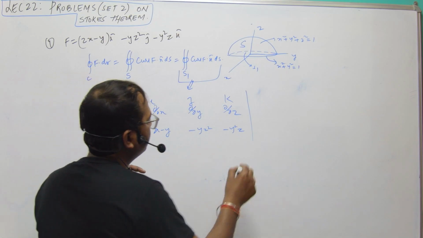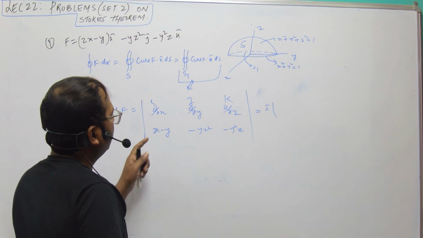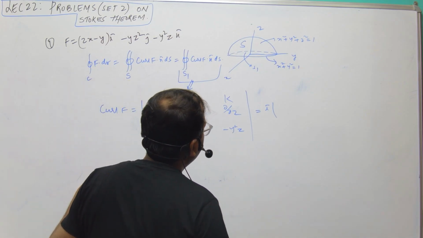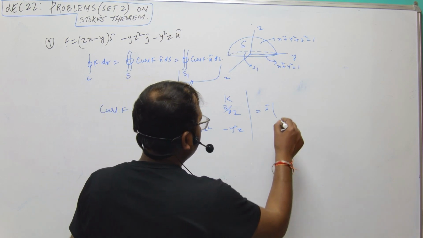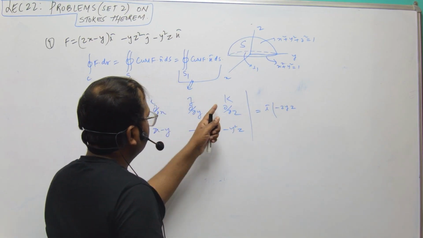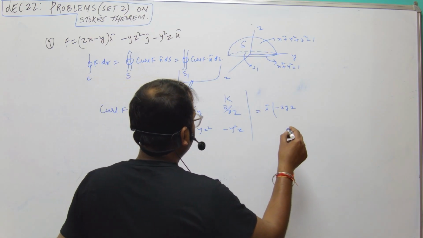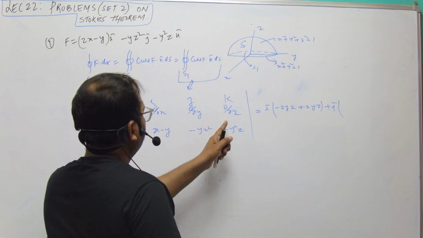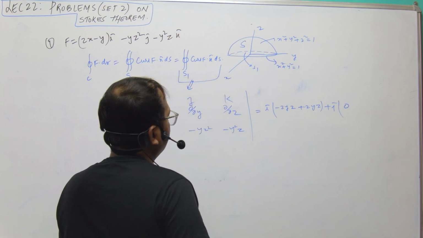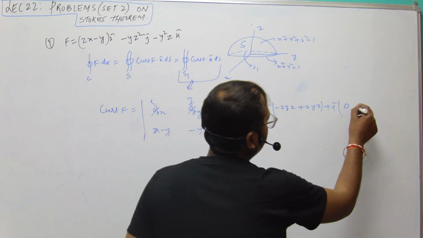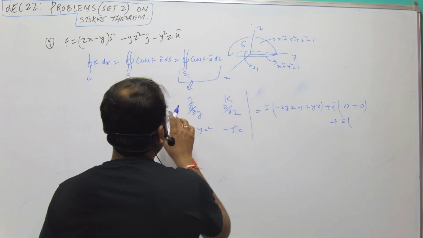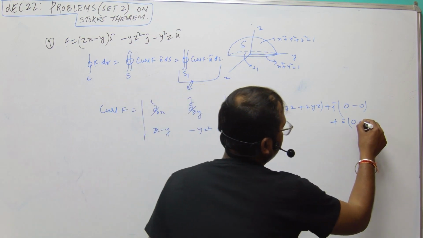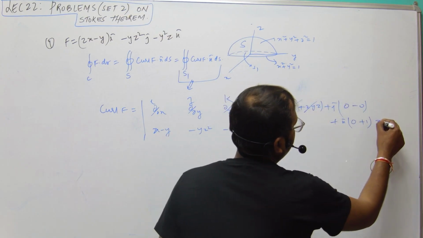Let us find the value. So this is equal to i times of del upon del y of minus y square z, which is minus 2yz, minus del upon del z of minus yz square, which is plus 2yz, plus j cap times of del upon del z of 2x minus y, which is 0, and del upon del x of minus y square z, which is also 0, plus k cap times of del upon del x of minus yz square, which is 0, and del upon del y of 2x minus y, which is plus 1. This gets cancelled. So this is equal to k cap.